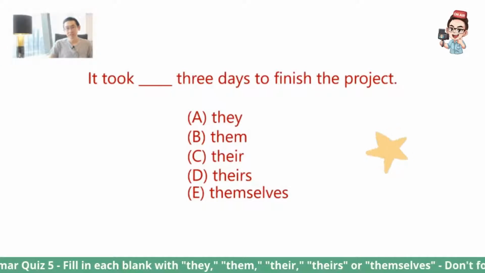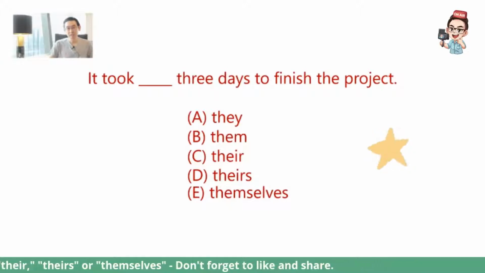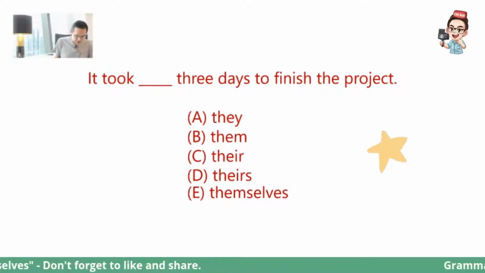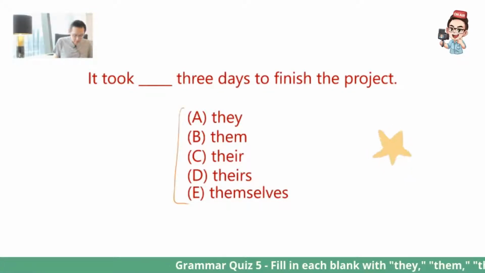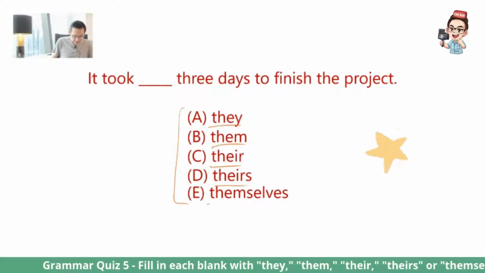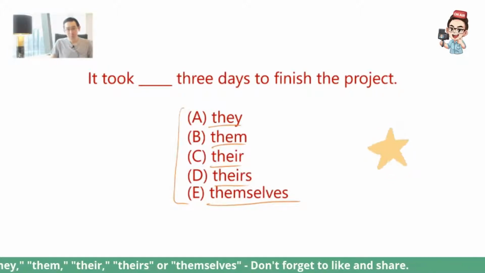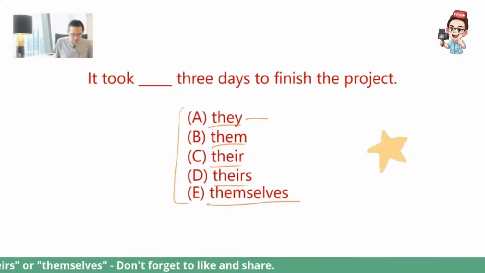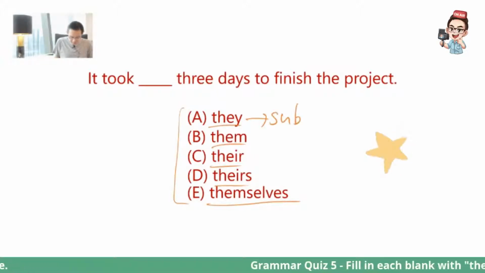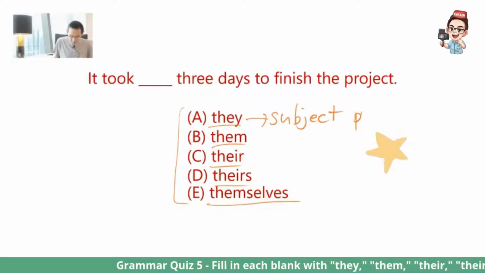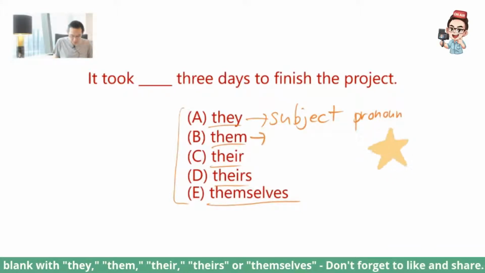All right, so this is our first question, and I want you to look at the sentence and fill in the blank. As you can see, we have 5 choices. The words they, them, their, theirs, and themselves, okay? So these words, 4 of the 5 words are pronouns. So let's look at each one. So they is a pronoun. It's called a subject pronoun, okay? Right. What about them? Them is an object pronoun.